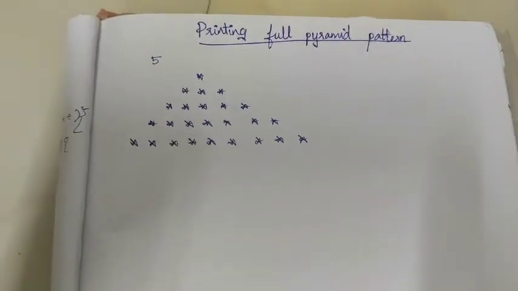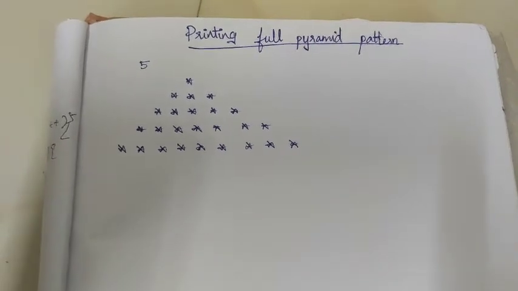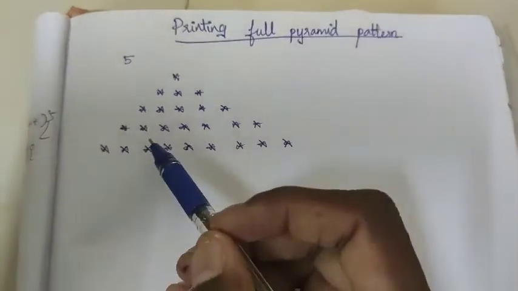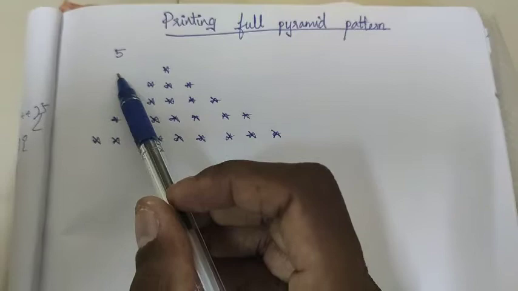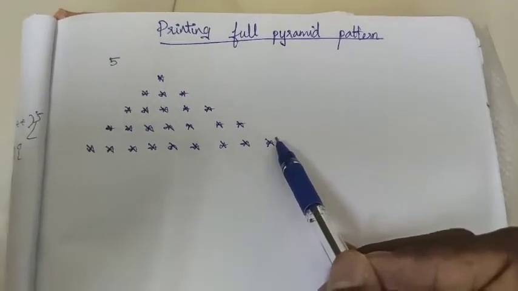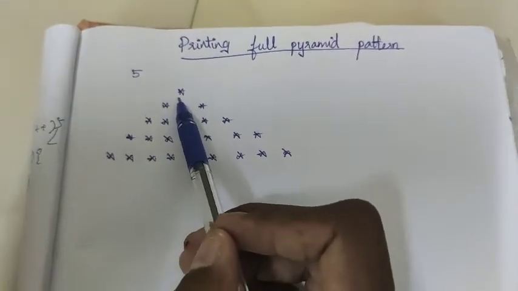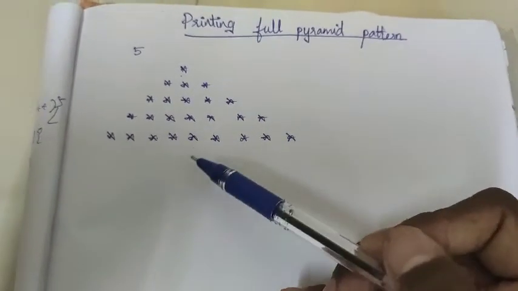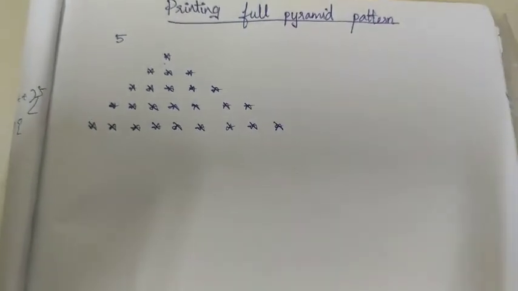Today in this video we are going to see how to print a full pyramid pattern using stars. In this diagram we can see that when I give an input of 5, I get an output of a pyramid-shaped star arrangement. In the first row I can see one star, in the second row I can see 2 more, in the next row 2 more, and so on.